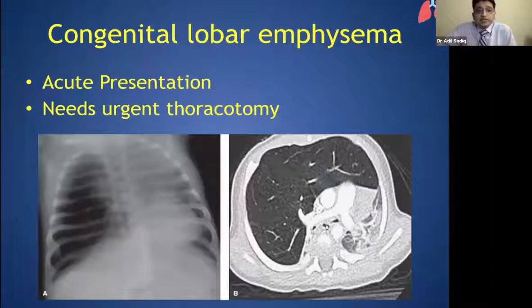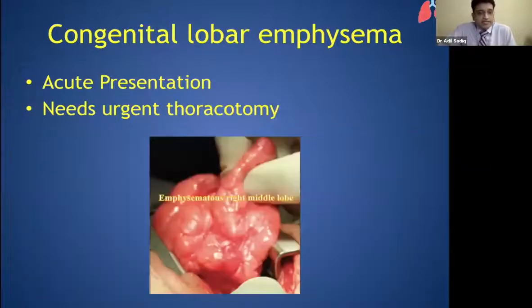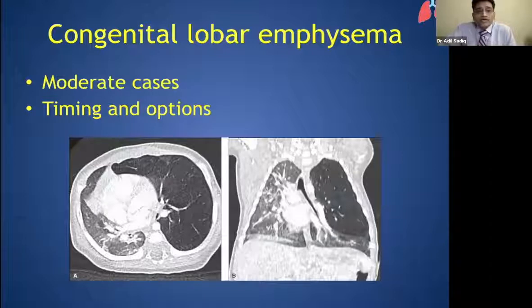So here's an acute presentation with congenital lobar emphysema, noted on the right side. Over there, the CT scan shows a grossly overdistended middle lobe, causing mediastinal shift, and post-thoracotomy, the right middle lobe is removed. So more moderate cases, like you can see out here, there is some amount of mediastinal shift and some secondary atelectasis of the lung on the opposite side.